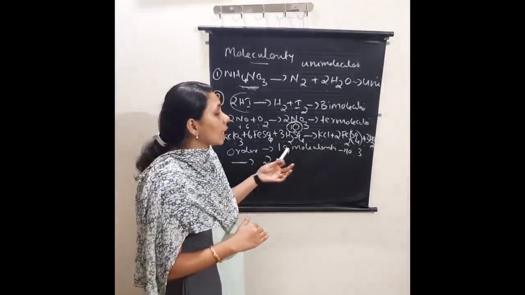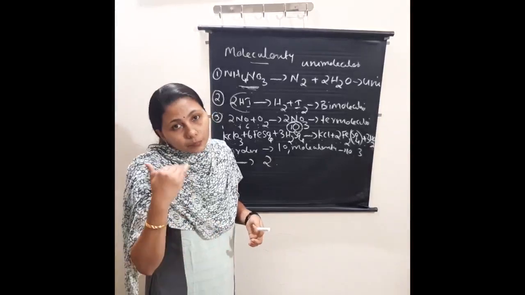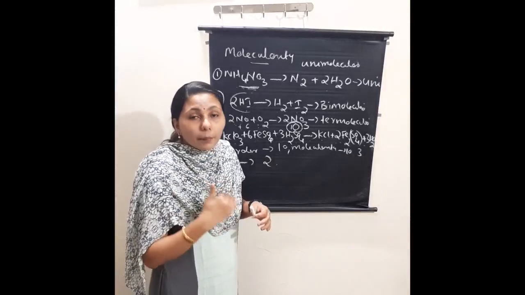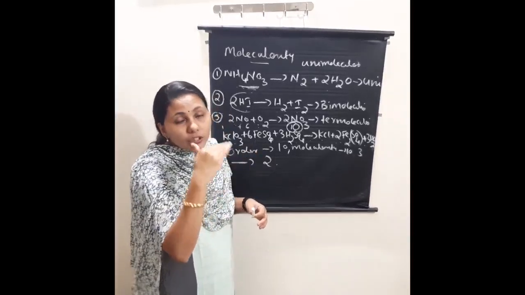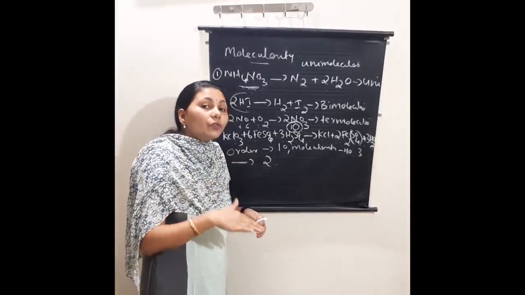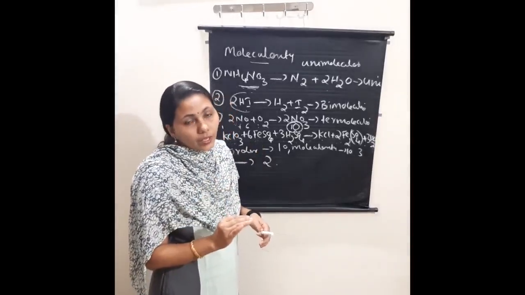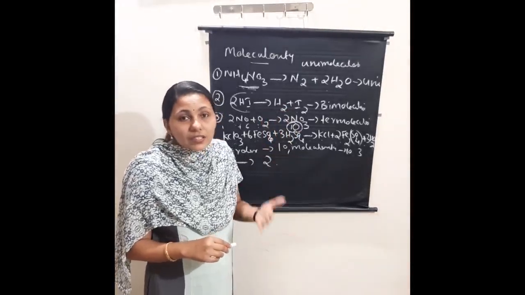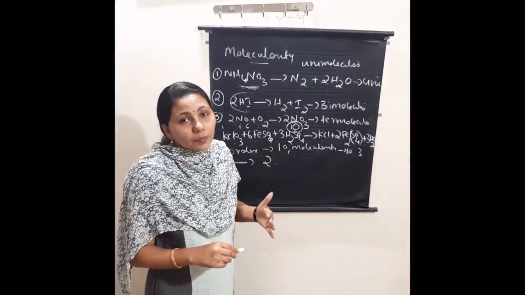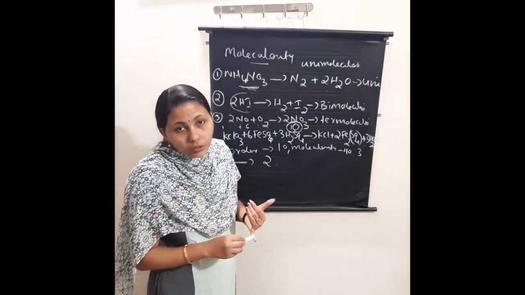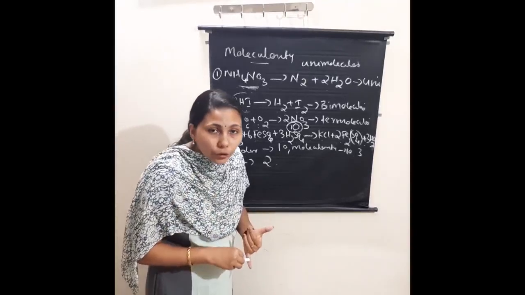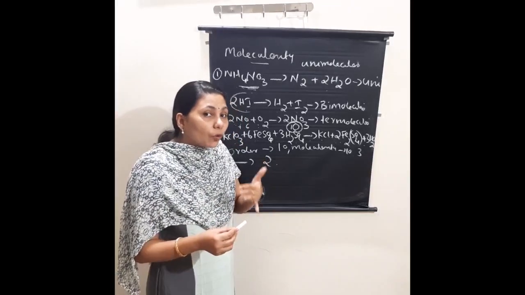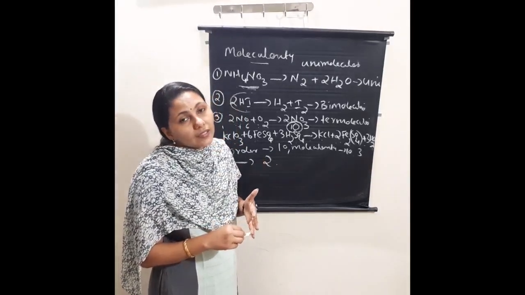Why? Because this type of complex reaction involves many steps in its mechanism. In that, which step is the slowest step? For example, this reaction may happen in 5 steps or 3 steps. The slowest step is taken for calculating the rate of the reaction and also the order of the reaction, and the species involved in that slowest step are considered as the molecularity of the reaction.